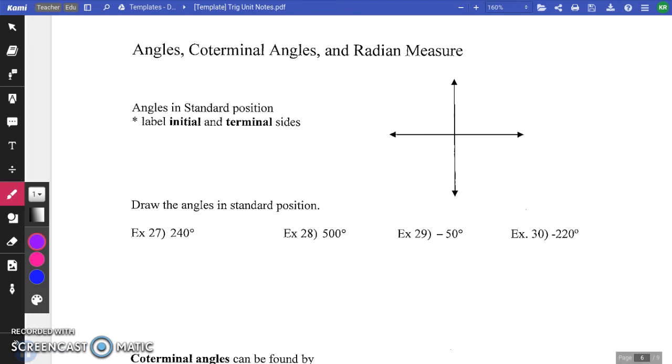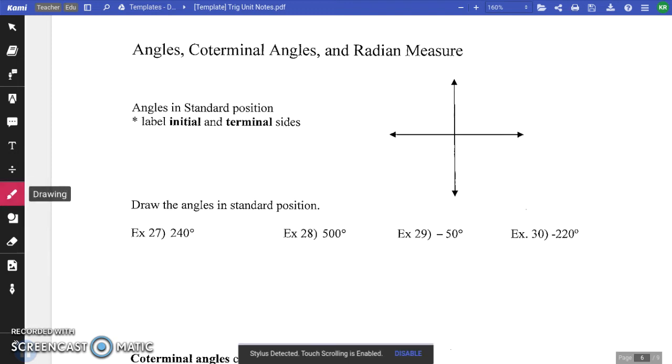Okay, so this is angles, coterminal angles in radian measure. We went over this yesterday in class. I know some of you were on a field trip or you missed because of quarantine. So we're spending today looking at angles.